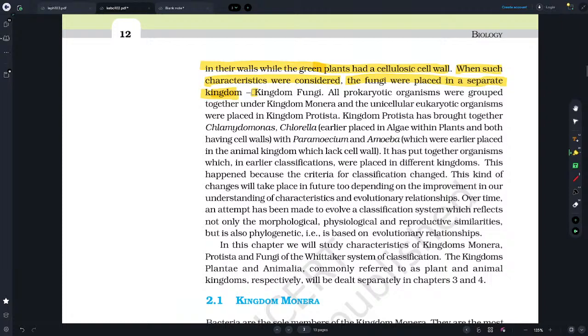Bacteria are the only members of kingdom Monera. They are the most abundant microorganisms. We can say that bacteria are cosmopolitan. Anywhere you see, you will find bacteria. As such, we call it a cosmopolitan species. Bacteria occur almost everywhere. Hundreds of bacteria are present in a handful of soil.